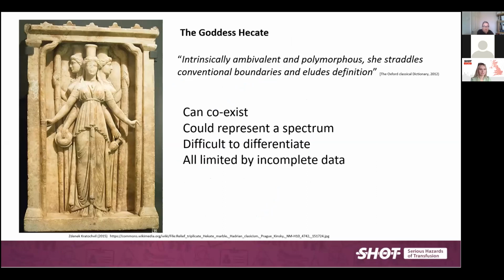And this really puts me in mind of the three-headed goddess Hecate, and she has been described as intrinsically ambivalent and polymorphous. She straddles the conventional boundaries and eludes definition, and this very much reminds me of the pulmonary complications because they can coexist. They may well represent a spectrum. They're certainly very difficult to differentiate, and all are very much limited by incomplete data.